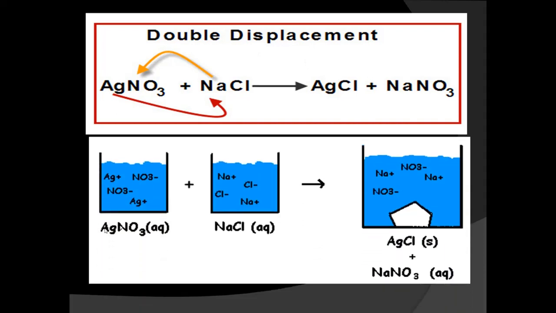One more example here. Silver nitrate is taken in one beaker. Sodium chloride is taken in another beaker. Same reaction with the help of this picture. Here when you mix this, what happens is silver chloride settles and sodium nitrate will remain in aqueous solution form.